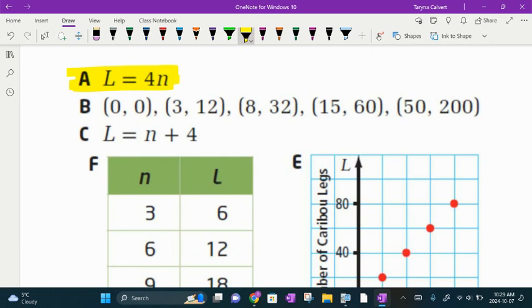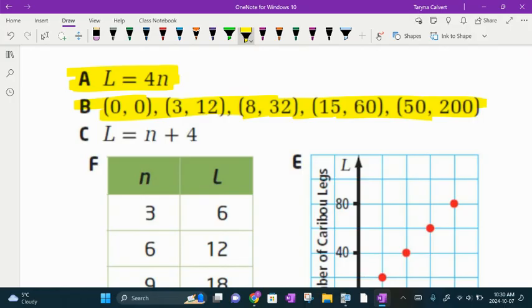All right, so do those ordered pairs make sense? Because 0 caribou should have 0 legs. 3 caribou should have 12. 8 caribou should have 32, 15 should have 60, yeah, and then 50 should have 200. So those ordered pairs do match the equation. Right, so those are good.